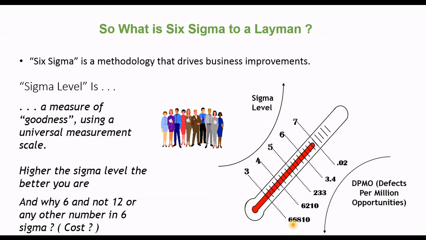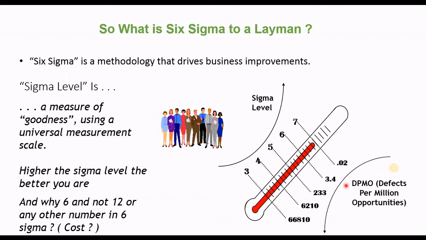And as the sigma level increases, the number of defects in your products drastically reduces, from, let's say, something like 66,000 dropping to 200, to 3 and less than 1. So as the sigma level increases, the number of defects in the production line goes down. That is good for us. If defects are going down, the process is improving. So the higher the sigma level, the better it is, because we witness fewer defects.